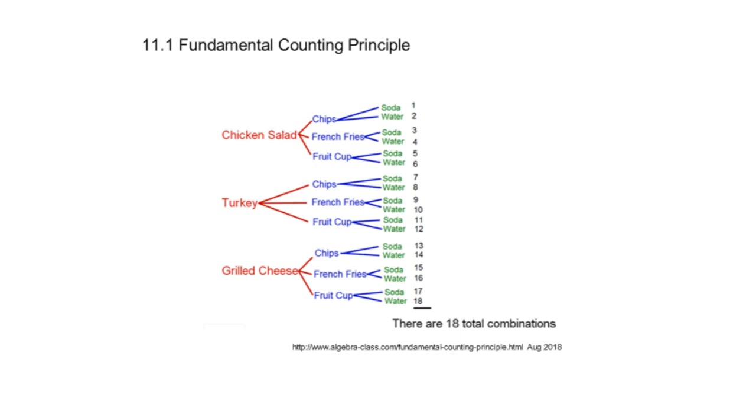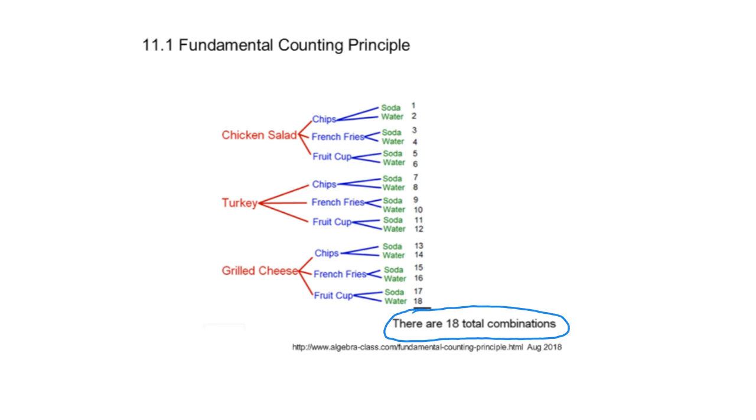In red, we have three selections: chicken, turkey, grilled cheese. In the blue section, our side dishes, we have chips, French fries, or fruit cup. And then for drinks, we have soda or water. If you take a look at the bottom, right below this, it says there are 18 total combinations. So there's 18 different combinations that you can make by selecting one of each category.